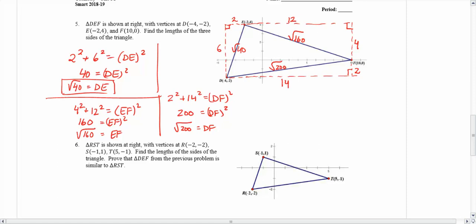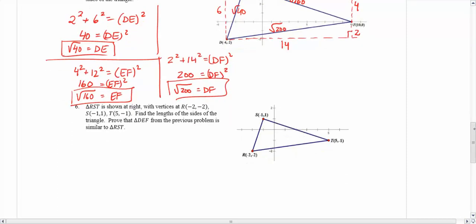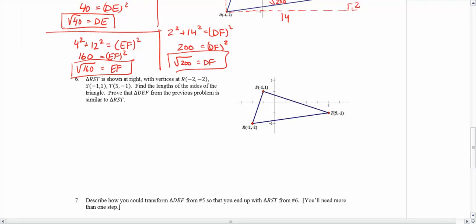And then I'm not going to bother simplifying because I don't have to really. Okay, so that's that. Here are the 3 side lengths. And then the next question is kind of a continuation. It says, find the side lengths of this triangle. So we'll do that. You might tell that they kind of look like they're going to be similar. And in fact, it says prove that they are.